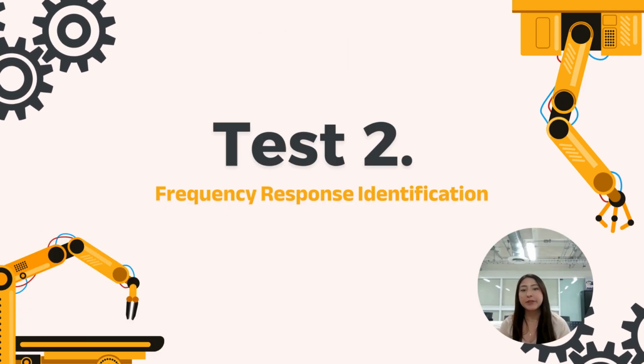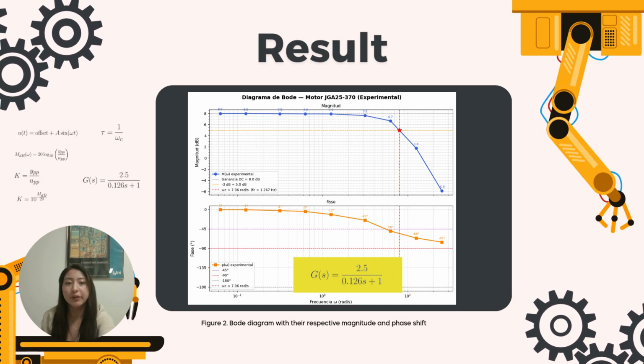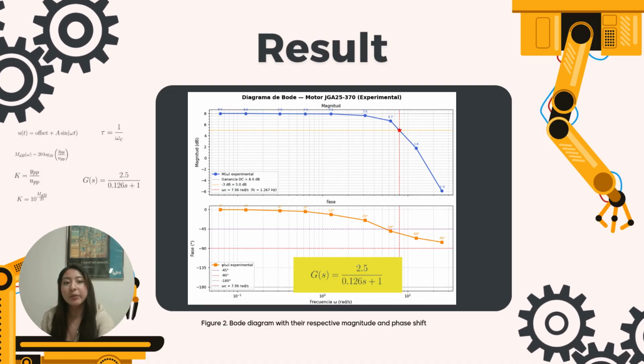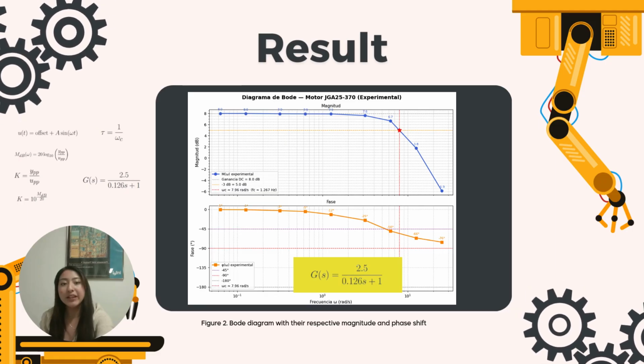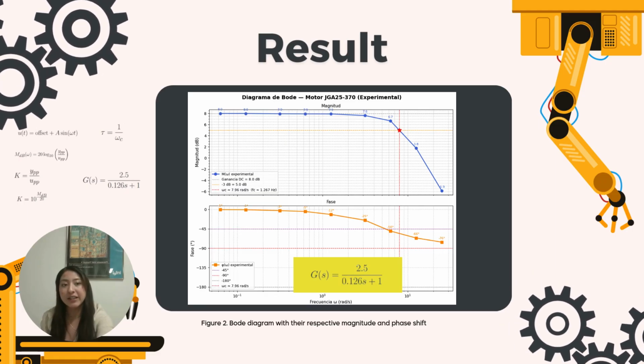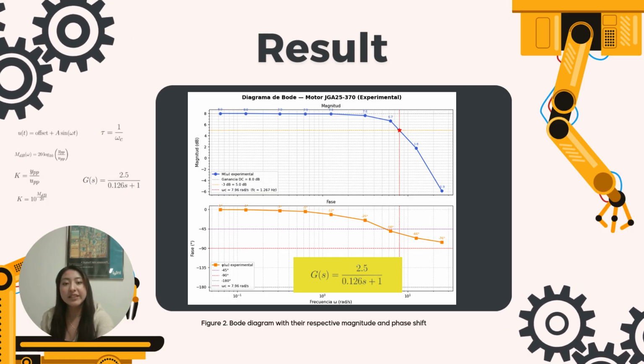The second experiment was frequency response identification. This analysis studies how the system behaves at a steady state across different frequencies. We applied a sinusoidal input where the offset was 0.5 and the amplitude was 0.4, the values from the previous stage. For each frequency, we calculated the gain in decibels and the phase in radians to build the Bode diagram. From the Bode plot, we identified a cutoff frequency of 7.96 radians per second, which defines the maximum frequency at which the motor can properly follow a reference. This gave us a first-order transfer function that is shown in the yellow box.